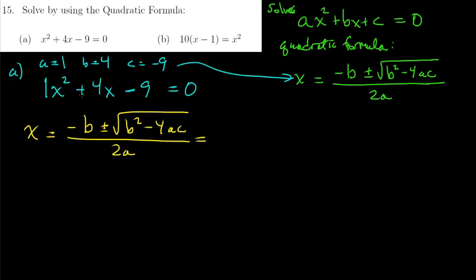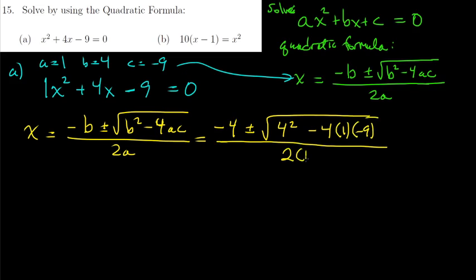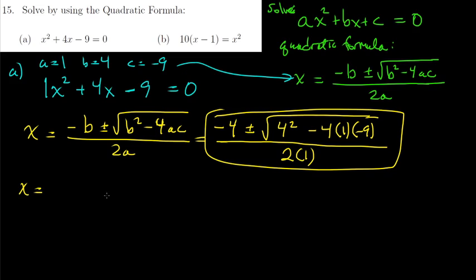Now we can plug in the numbers, right? b is 4, so negative b is negative 4, plus or minus the square root of, well, b squared, so 4 squared, minus 4. Okay, don't get confused. This is always a 4 here, right? Times a, which is 1, times c, which is negative 9. And then all divided by 2 times a, or 2 times 1. Okay, that's it. Those are the answers. Obviously, we can't leave it like this. This is a mess. So let's clean it up.